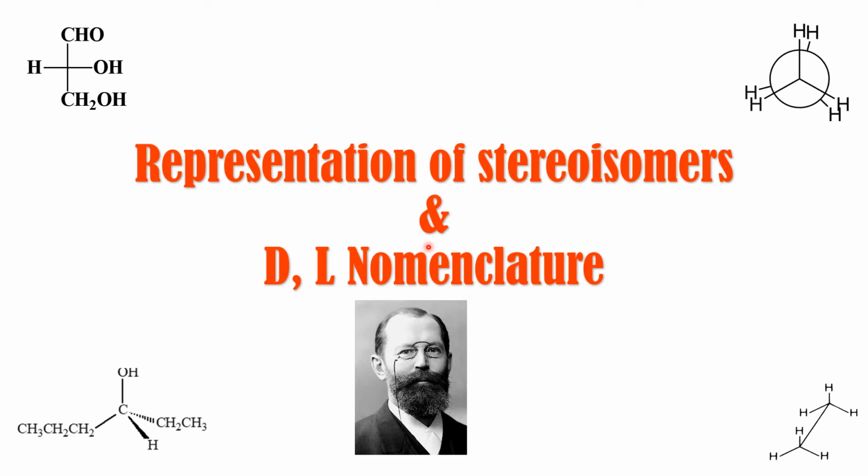In this session, we are going to see how to represent stereoisomers, that is conformational and configurational isomers, by four different projections. There are some two-dimensional as well as three-dimensional projections. Also, at the end, we will see what we mean by D and L in the nomenclature given by Fischer for carbohydrates and amino acids.